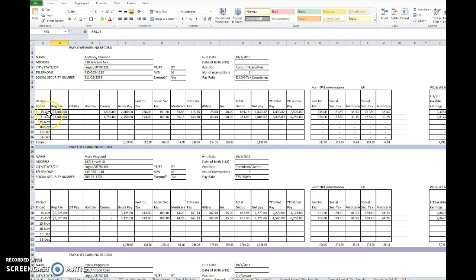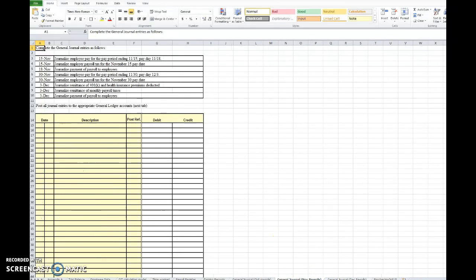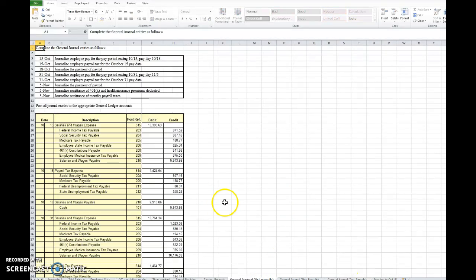As you notice, the first two payrolls on October are already completed for you. You need to complete November and December. The general journals for October are already completed for you. Please utilize these as a guide. So basically what you need to do then for November and for December is to complete the payrolls just like it is stated in the October payroll.